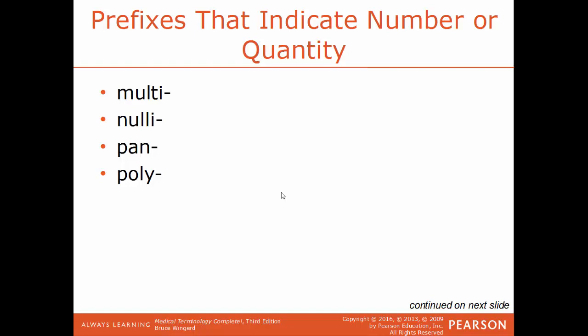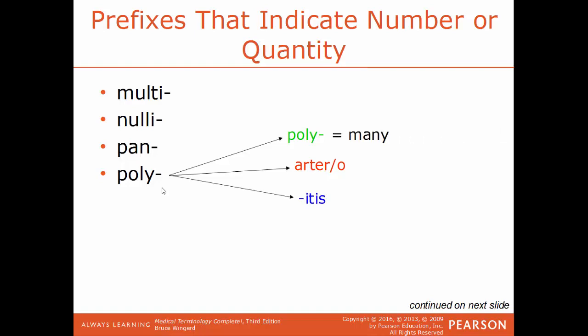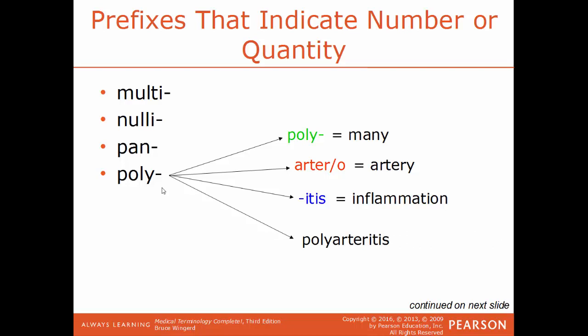And poly means many. And focusing on that prefix, if you add that to the root word arterio, then add the suffix itis. Of course, poly means many, arterio means artery, itis means inflammation. So add all those three together, you get polyarteritis. So inflammation of many arteries all at the same time.